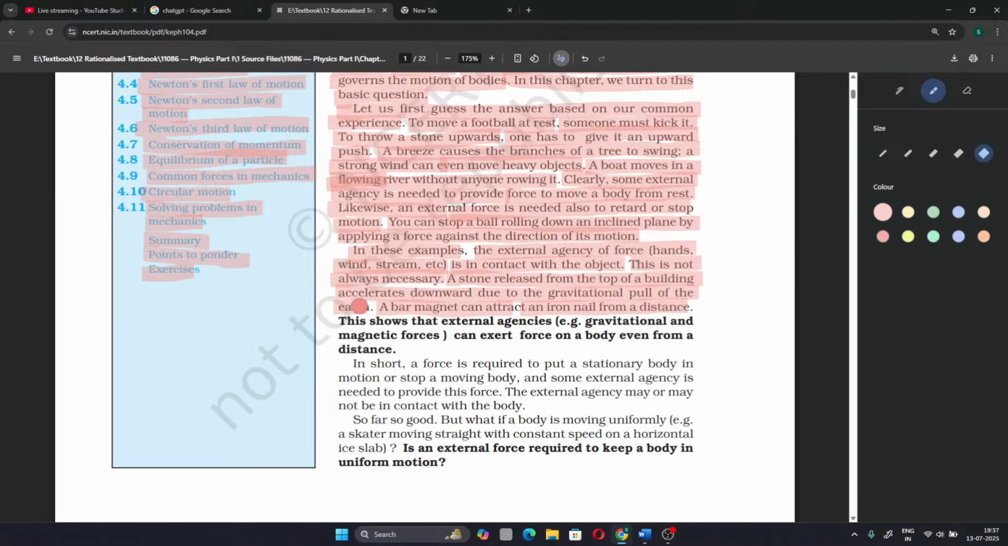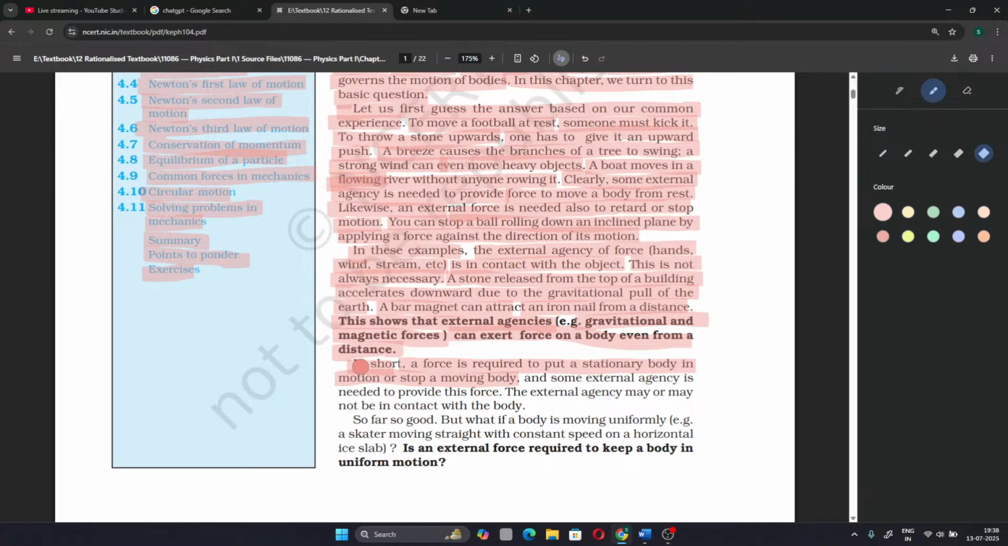A bar magnet can attract an iron nail from a distance. This shows that external agencies, basically external forces, that can be gravitational force, magnetic force, or even, in 12th standard, electric forces as well, can exert force on a body even from a distance. In short, a force is required to put a stationary body in motion or stop a moving body.